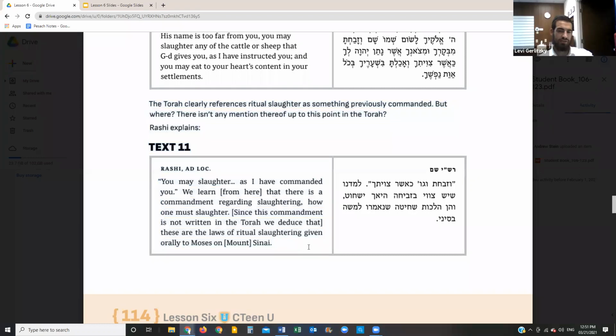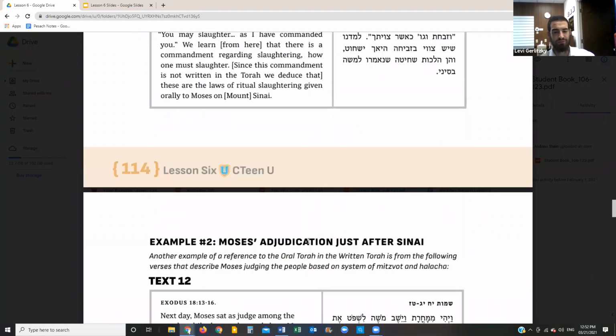Very good. So because the Torah says, as I commanded you, we say, what is the commandment? What we have passed down from generation to generation. How did we get it? God told it to Moses on Mount Sinai. He said, I'm going to tell you verbally how to do it. And in the Torah, just write down, slaughter as I have commanded you. And you will tell the Jews what I have commanded you, how to slaughter.